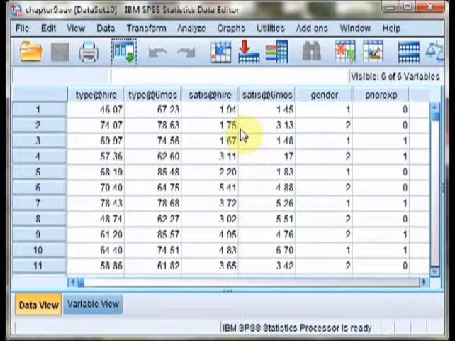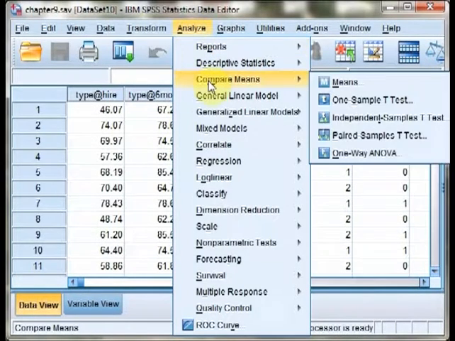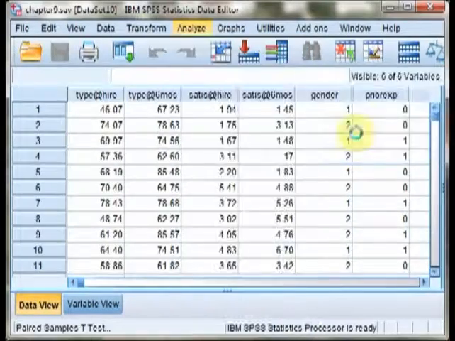Do employees have greater typing skills 6 months after hiring than when they were hired? And 2, do employees have a different level of satisfaction with office work 6 months after hiring than when they were hired? So these two questions both involve the same people at 2 points in time, so they must be paired samples tests. We will open paired samples tests by running Analyze, Compare Means, Paired Samples T.